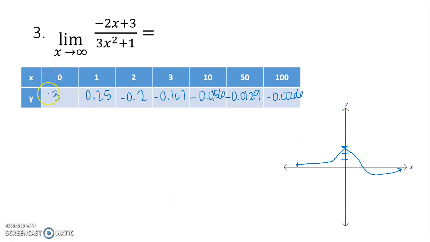Okay, on number 3, my table starts up kind of high and then it goes down negative, and it looks like it's getting closer and closer to 0. I don't care what it's doing right at the beginning. I'm looking as I go to infinity. So as my numbers get larger, it does seem to be getting closer and closer to 0. Same on my graph. It went up and then down, but it does start leveling back out around that 0. So according to my table or my graph, my limit's going to be 0.